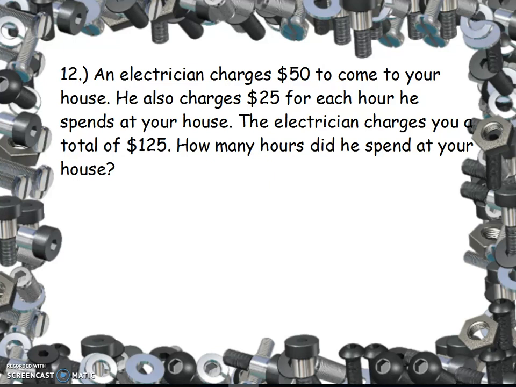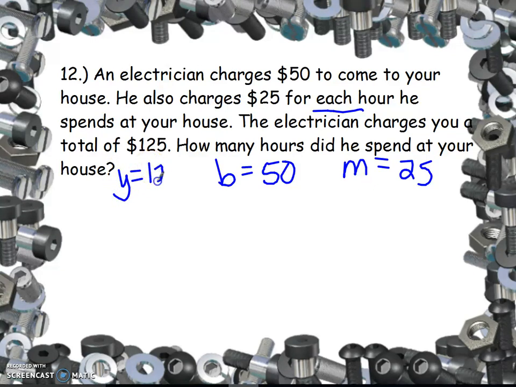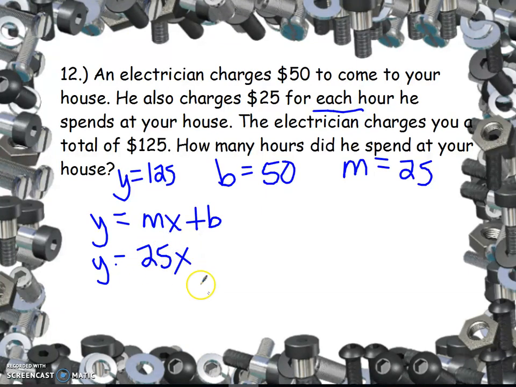Number 12. An electrician charges $50 to come to your house. That's the flat one-time fee. He also charges $25 for each hour. That's the constant rate of change. And the electrician charges you a total of $125. So if we're writing it in y equals mx plus b, we have y equals 25x plus 50.